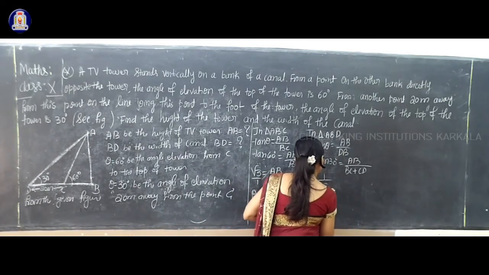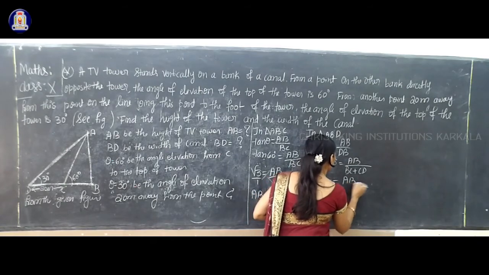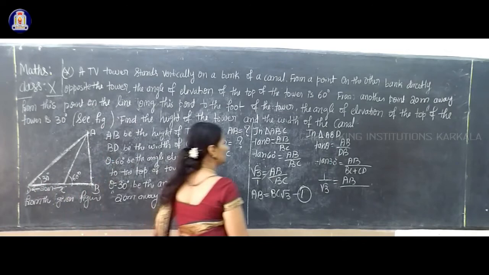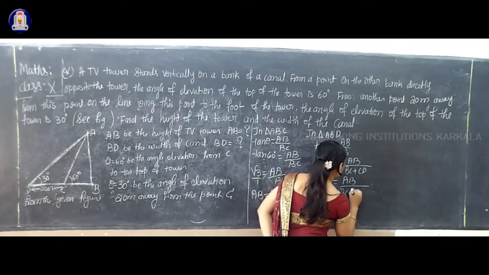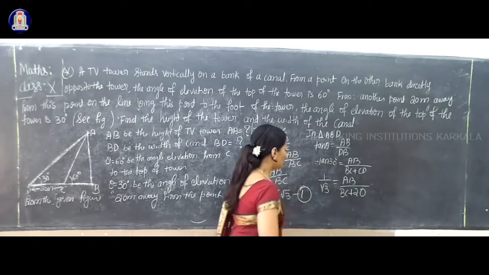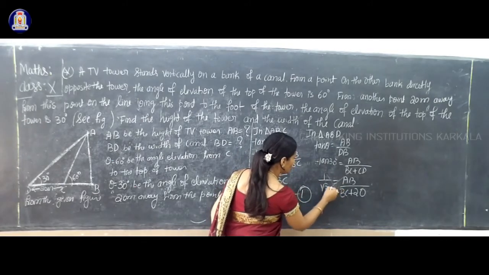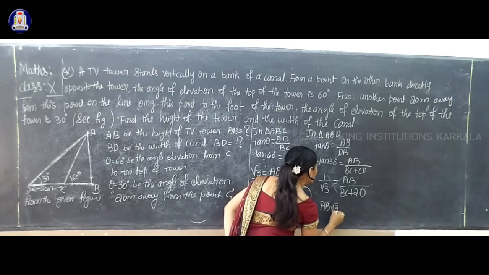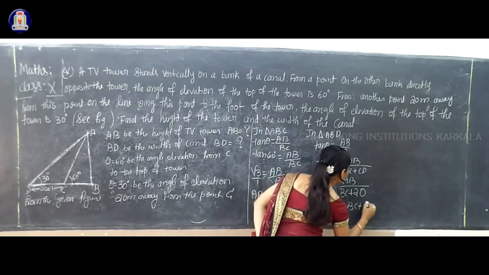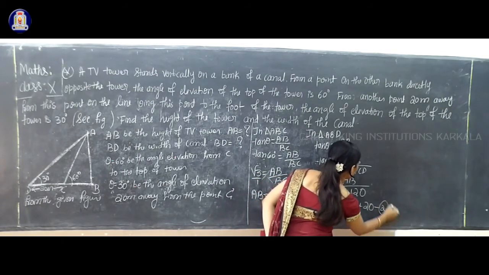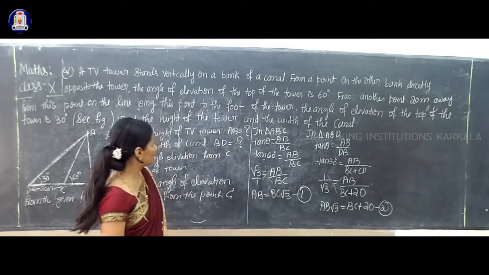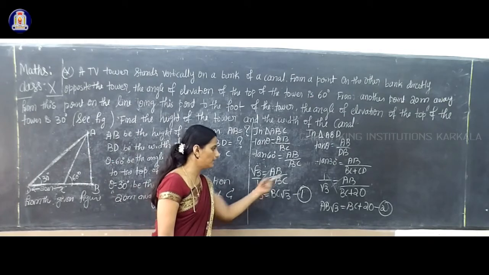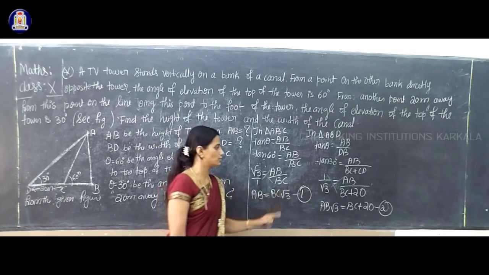Tan 30 is 1 by root 3. AB is not given, and BC is also not given. What is CD? CD is 20. So BC plus 20. Now cross multiply. AB root 3 is equal to BC plus 20. Let it be equation number 2. What I need is AB and BD. First substitute AB in equation number 2.